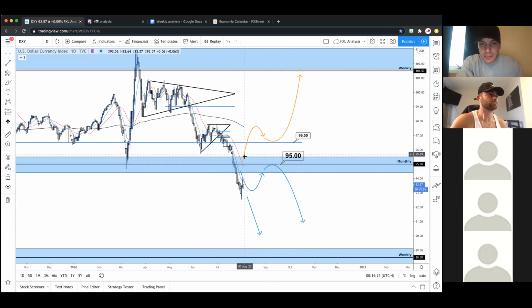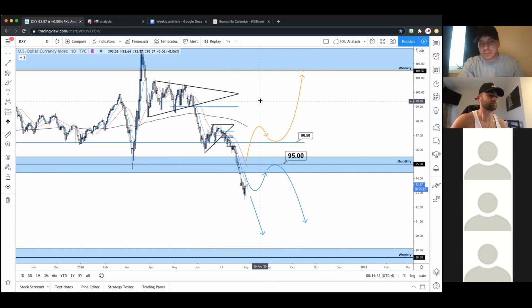And this orange arrow here simply is what needs to happen for us to consider long opportunities, or to consider a bullish market on the US dollar.